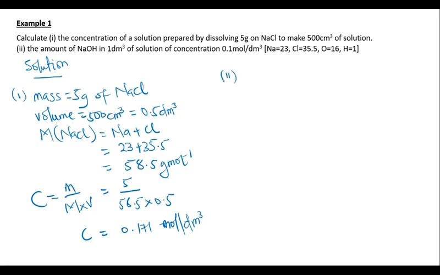Let's have a look at the second aspect. The amount of sodium hydroxide in 1 dm³. So our volume is 1 dm³ of solution of concentration. So our concentration is 0.1 mole per dm³.